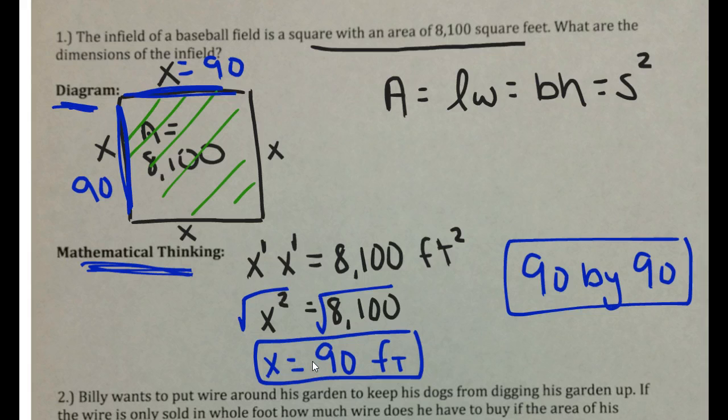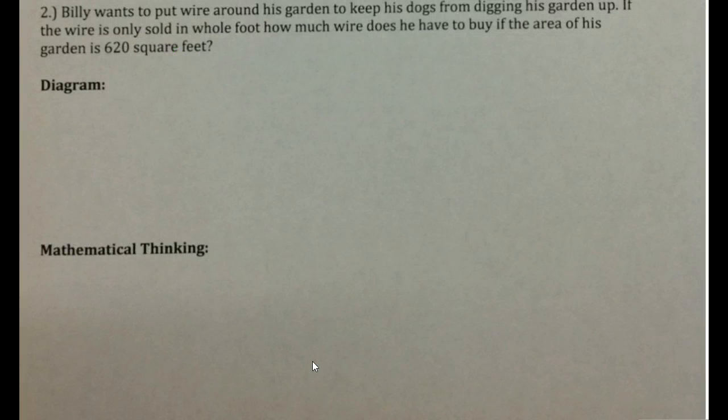Let's do example 2 together. Billy wants to put wire around his garden to keep his dogs from digging his garden up. If the wire is sold in whole feet, how much wire does he have to buy if the area of his garden is 620 square feet? So we're given a lot of information here. Let's first draw the picture. So he's got a garden.